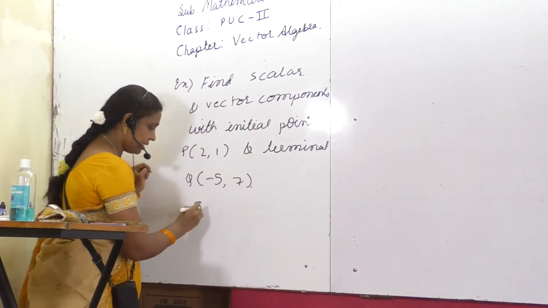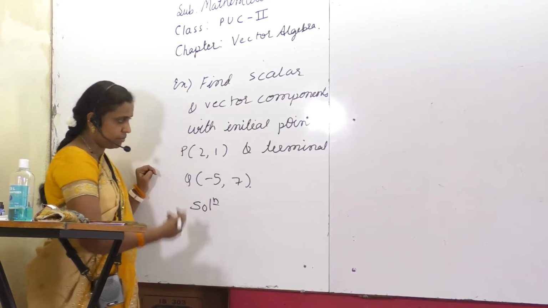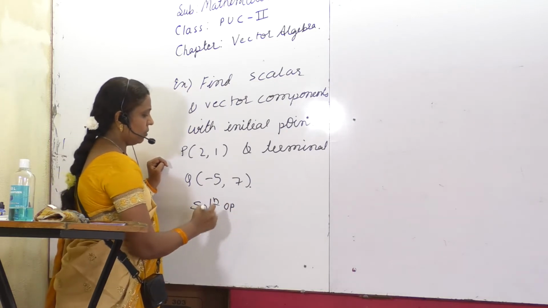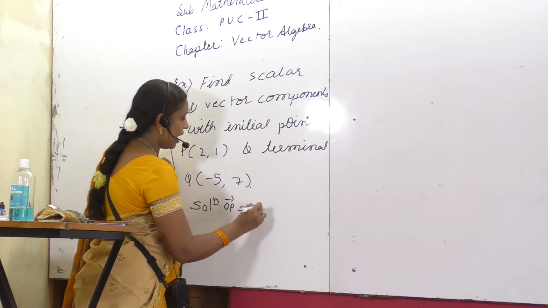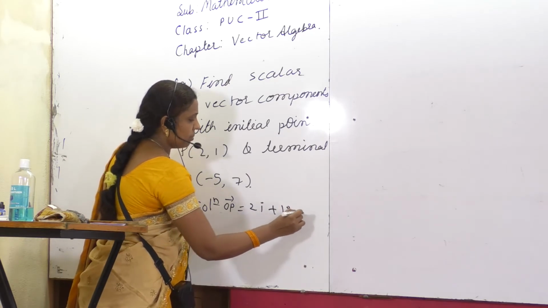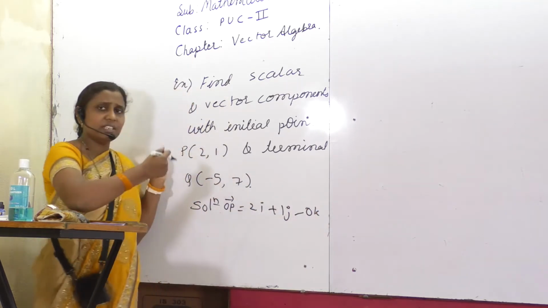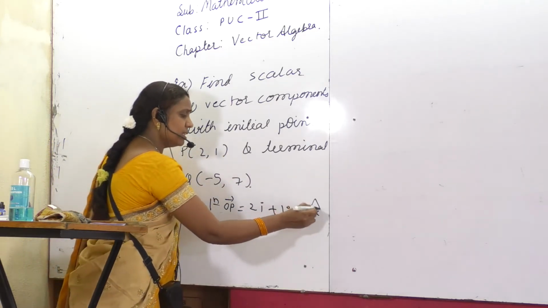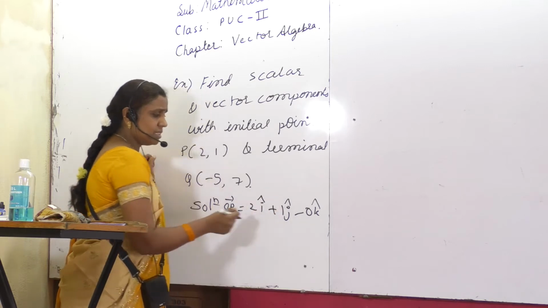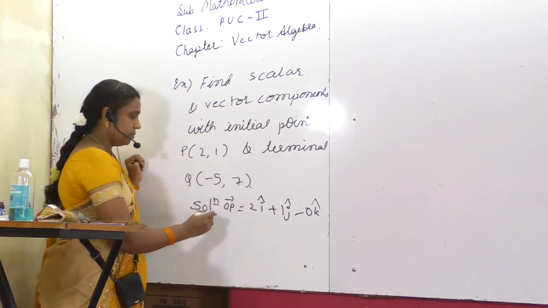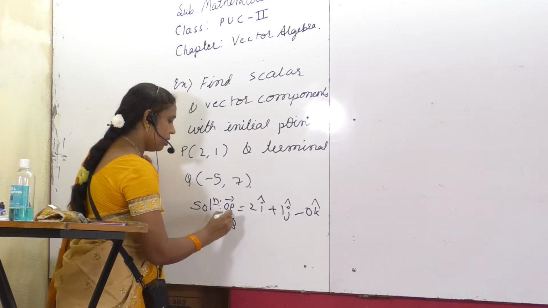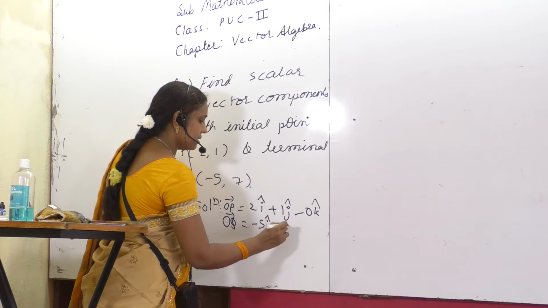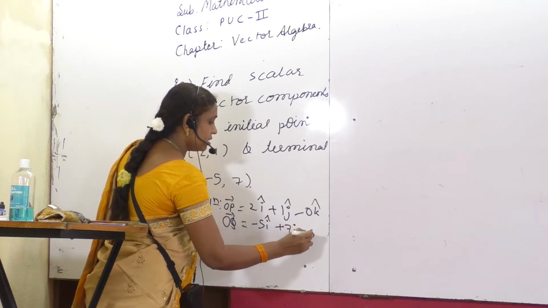So here is a very simple question. Where to write the solution? Shall I write here itself? Within this we can finish it off. P, OP is equal to what? OP is equal to 2i plus 1j minus 0k, because in the ijk expression, only 2 are there and the third one is not existing. Means you can write this with a 0 component, or you can just put it as it is. No problem. Next, the OQ position vector is minus 5i plus 7j and 0k.